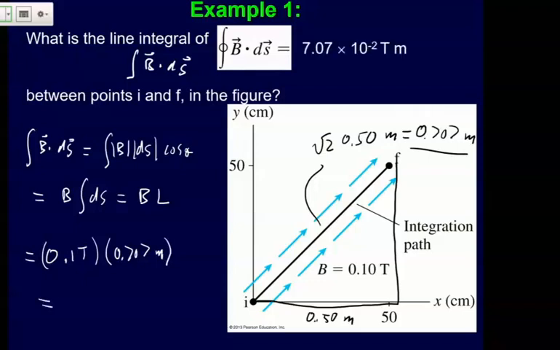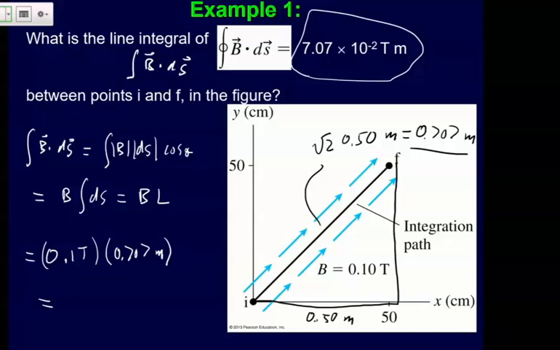And when I calculate that out, I get this answer up here of basically 7.07 times 10 to the negative 2. Now the units would just be Tesla times meters, right? It's magnetic field times length. So that would be the units you'd get out of this. And again, that's an example of the hard way of doing this. The easy way, if it was all parallel, would have been 0. Okay, so questions on that?